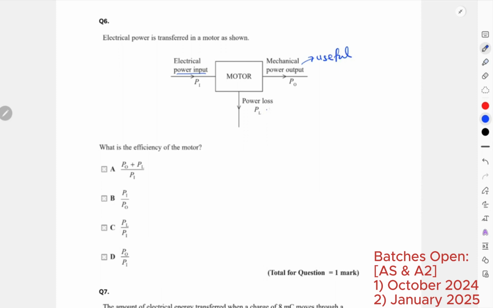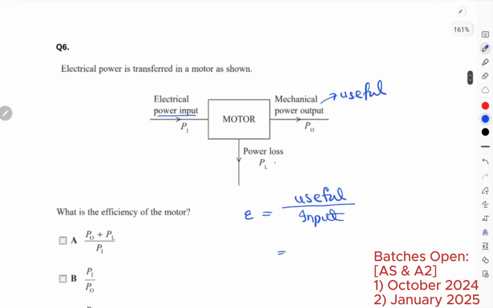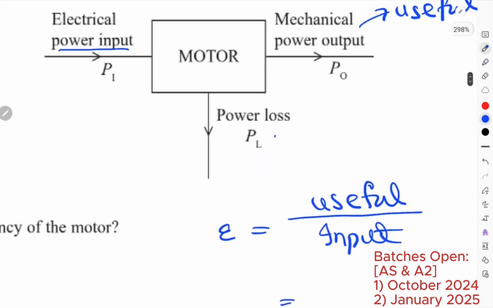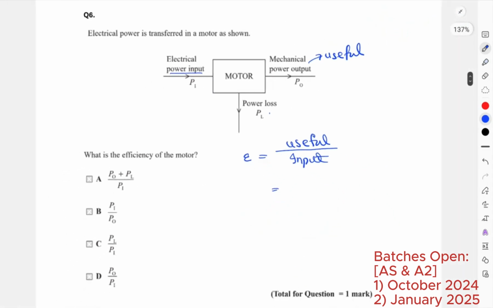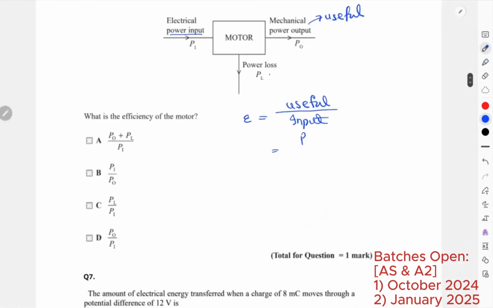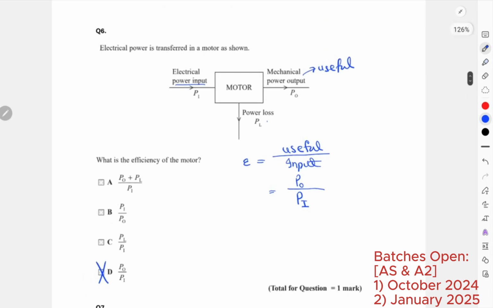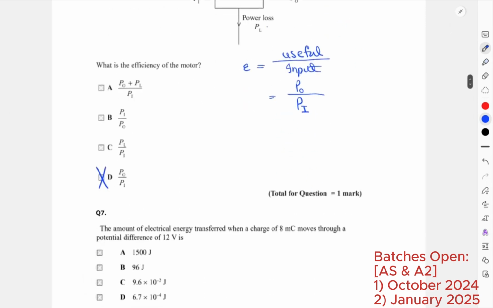If you want to find out the efficiency, the formula for efficiency was useful divided by input. Now in this case, useful was P output and input was P input, right? So P output divided by P input, which is option D again. P output divided by P input. So question 6 also has the answer option D.